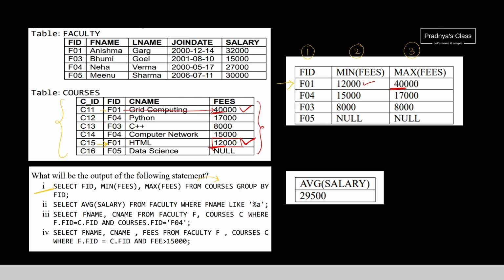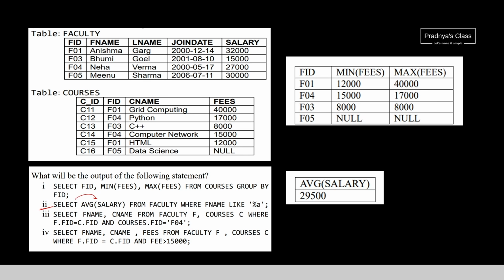The next is F04. There are two records. Minimum we could see is 15,000 and maximum is 17,000. For F03 there is only one record, so that will be minimum and the same will be maximum too. At last we have FID F05 and the fees is null. So in both the places we will be writing null. Let's erase the scribbling and move ahead to the next query.